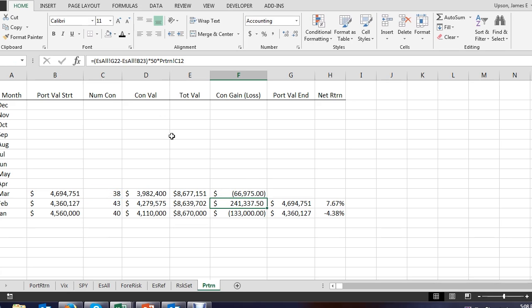You can always refer back to your ES-All tab to see where these things are going. In this case, I lost 66,000 on my future contracts. Let me go ahead and open this up. I gained extra on my portfolio. My net return here for the month was only 0.26%. All right, so that's the basic process.